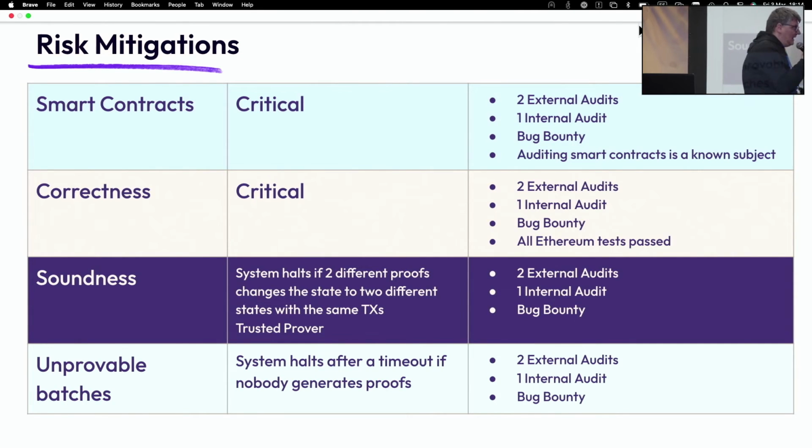And the last thing that can go wrong is a little bit more specific to the prover. Imagine that you have a transaction that you cannot prove, so you cannot generate the proof. Then the rollup would just stop. For this, the mitigation is quite easy. If in a week nobody is generating a proof, then the system will halt, and we will be able to update the system.